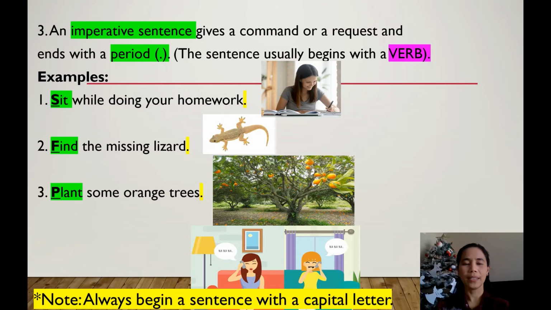The third one, "Plant some orange trees." So plant is a verb, and then again, we begin the sentence with a capital letter and end it with a period, and that makes it an imperative sentence.